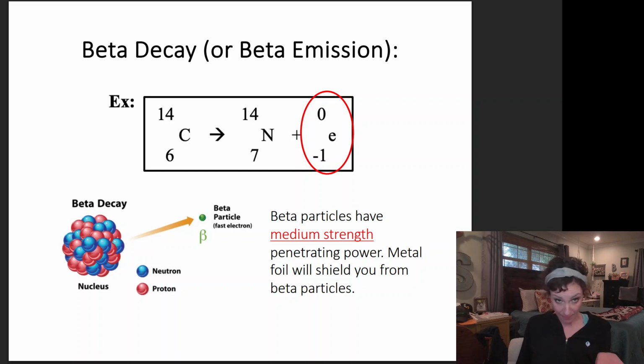So here's an example of a beta decay equation. Here I have carbon-14 turning into nitrogen-14. Oh, and he has done that because he has ejected an electron. This is your beta particle here, okay? Now, how powerful are beta particles? Well, they're more intense than alpha particles. They're medium-strength in their penetrating power. So aluminum foil will be just fine for shielding you from beta particles, okay?